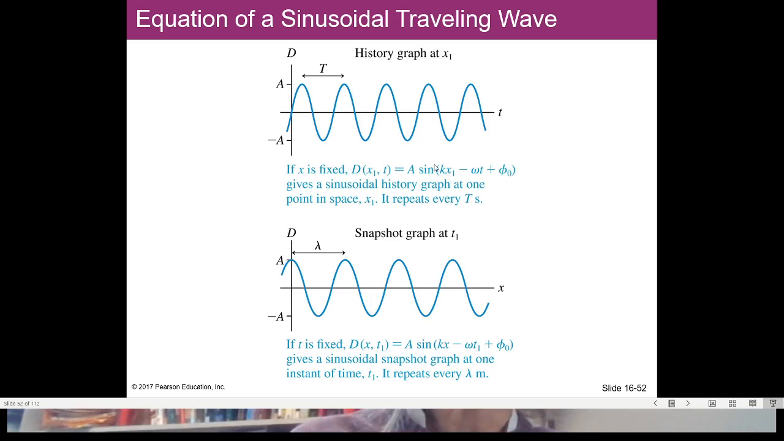If we're doing a history graph, then x is a constant. We're just fixing x, so kx1 is a constant, just like phi1. And all you get is sine of constant minus omega t. So that's a sine function, so it looks like a sine. If you fix t, on the other hand, as say t1, then x is a variable, and omega t1 plus phi naught is a constant. So again, you get a sinusoidal curve.